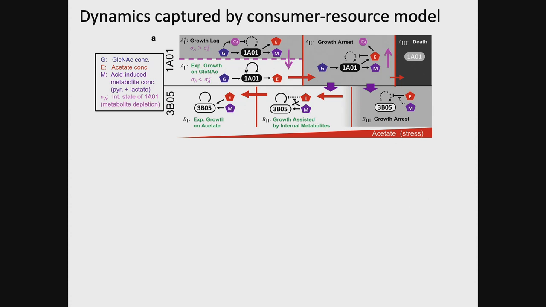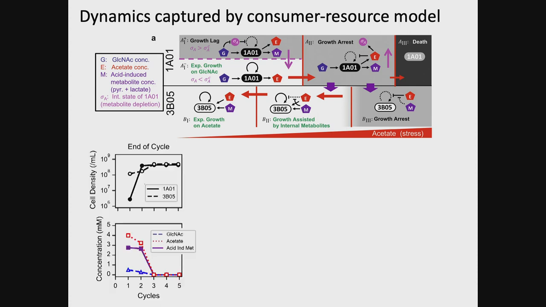There's exponential growth. There's a growth arrest when acetate builds up, when lots of acetate is excreted. It can cause growth arrest of 3BO5, or 3BO5 can be kicked into the growth mode, and eventually it can cycle. We have most of the parameters because we tried to measure everything. It's a complicated system, but pretty much all parameters are fixed by experiment, and we're able to reproduce the dynamics.